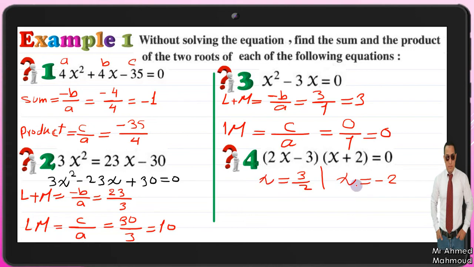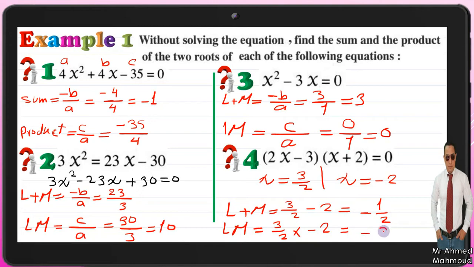Now this is L and this is M. L equals 3 over 2, M equals negative 2. So L plus M, I'm going to add 3 over 2 plus negative 2, which equals negative 0.5 or negative half, and LM equals 3 over 2 times negative 2, which is equal to negative 3.